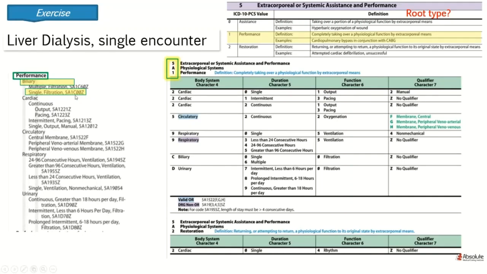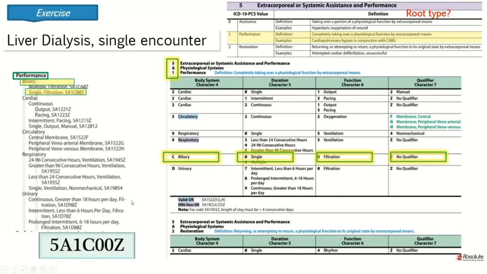Now our code in the index says that the next character is C. So let's see. Oh, there you go. It's only one C. And what is it, single or multiple? Our documentation says single. Our function, we only have filtration. And our 7th character, there's no 7th character qualifier. So our code will be in the lower left. 5A1C00Z. And if you got that correct, coders, outstanding.